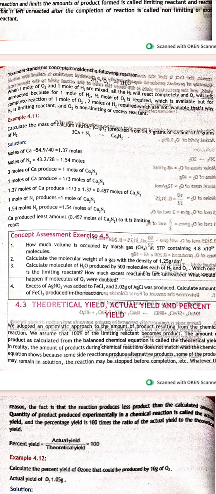2H2 plus O2 gives us 2H2O. When 1 mole of oxygen and 1 mole of hydrogen are mixed, all the hydrogen will react completely and oxygen will be left unreacted, because for 1 mole of hydrogen, half a mole of oxygen is required, which is available, but for complete reaction of 1 mole of oxygen, 2 moles of hydrogen are required, which are not available. That's why H2 is the limiting reactant and O2 is the non-limiting or excess reactant.